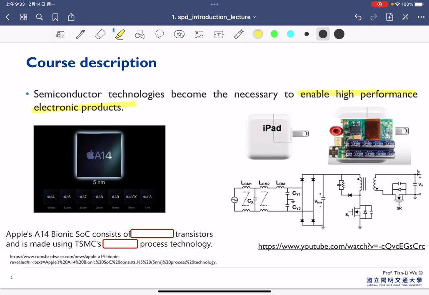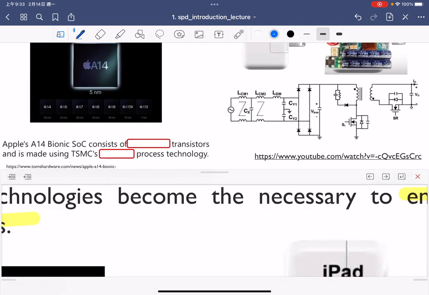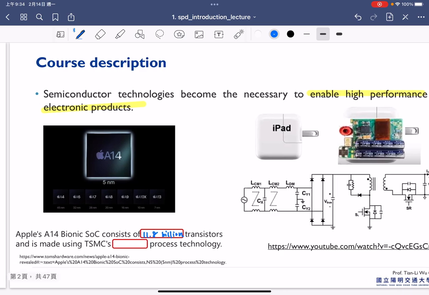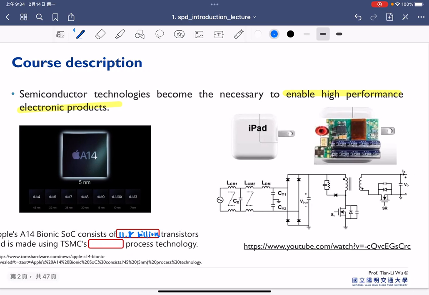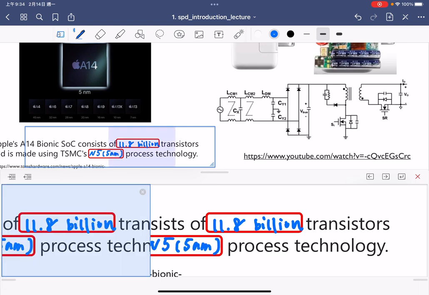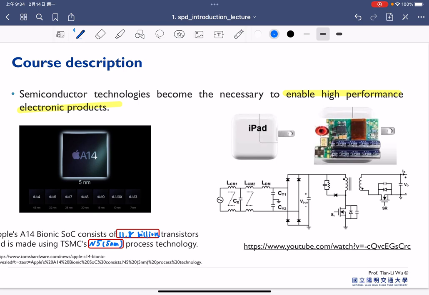Here are two examples that everyone uses every day. I believe no one can survive without using a cell phone or laptop, also for me as well. So for example, this is Apple's A14 Bionic SoC, which consists of 11.8 billion transistors, made using TSMC's N5, which is a 5 nanometer process technology here.